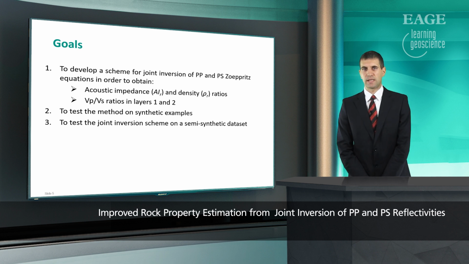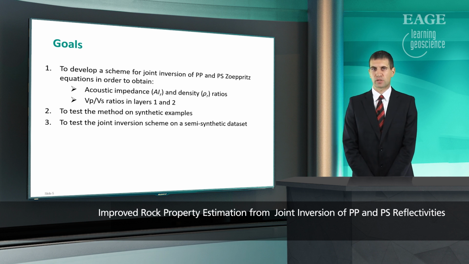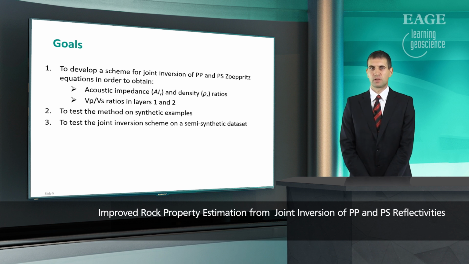Now, the semisynthetic dataset requires additional explanation. A real P2P data is utilized from which all four elastic ratio parameters are extracted with a P2P only inversion scheme, which I do not discuss here. Then, the P2S response can easily be calculated by forward modeling. Thus, real P2P and synthetic P2S gathers are used to test the inversion.